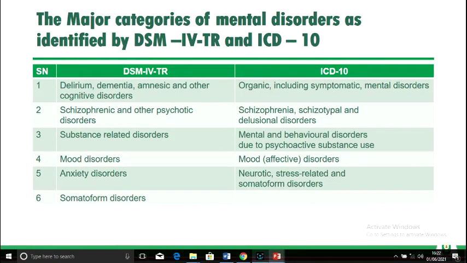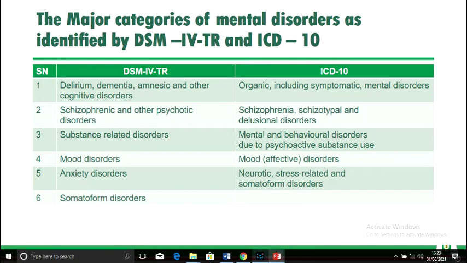The major categories of mental disorders as identified by DSM-4 TR and ICD-10. If we look at the two columns we are having here under DSM and under ICD, we have classification of mental diseases. DSM is having major classifications as compared to ICD, where it's breaking it down into the basics.